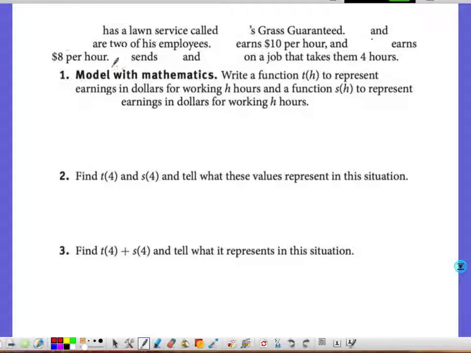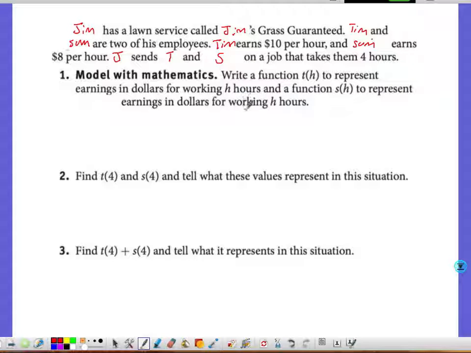Well, in the beginning here, we had a person called Jim. Jim has a lawn service called Jim's Grass Guaranteed. Let's say here Tim and Sam are two of his employees. Tim earns $10 per hour and Sam earns $8 an hour. Jim sends Tim and Sam on a job that takes them 4 hours.